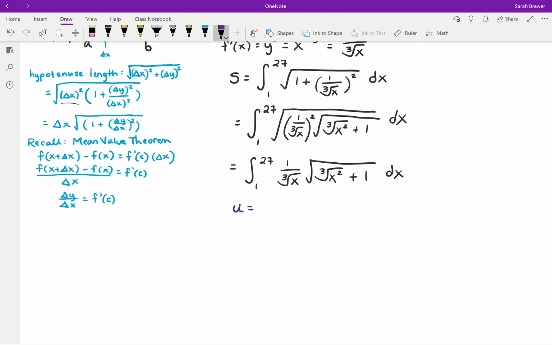We're going to let u be that stuff under the radical, which I'm going to write as x to the 2/3 plus 1. And hey, what do you know? Conveniently, we get a constant multiple of x to the negative 1/3. And we have 1 over cube root of x dx, so I'm just going to write this as 3/2 du, equal to 1 over the cube root of x dx.